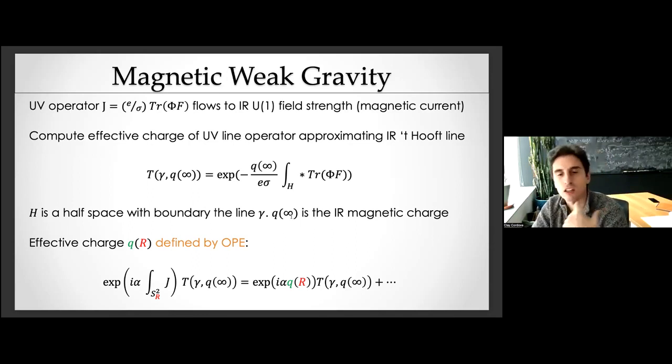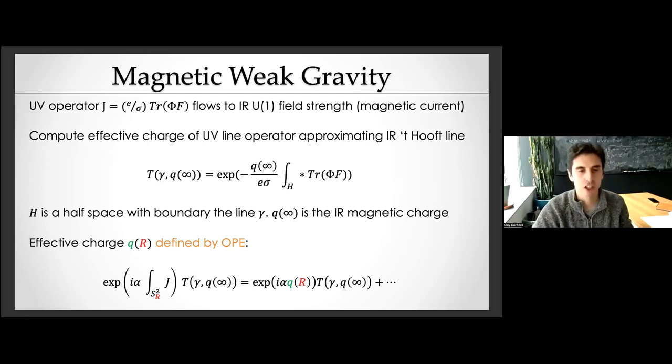Okay, now what we want to understand is what is the effective charge? What's Q of R? Well, that's defined by an operator product expansion, where we try to measure the one-form charge of this 't Hooft line. So the symmetry generator gives us a phase, that's the effective charge, and then there are other things that I'm ignoring.